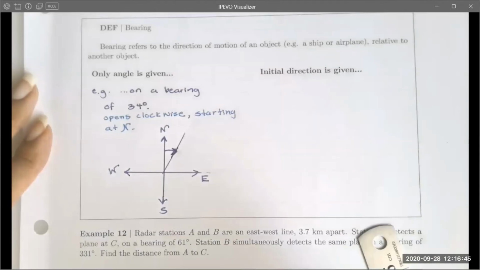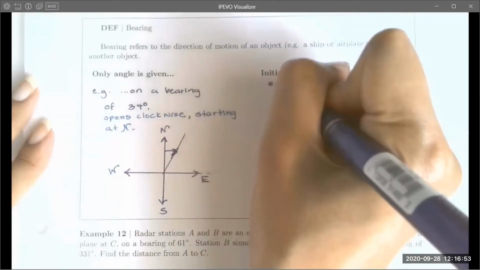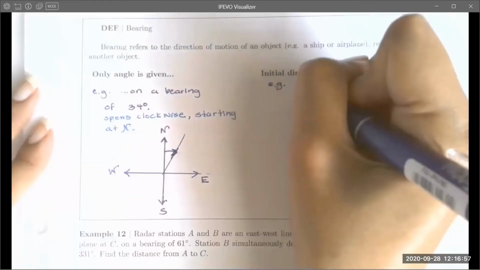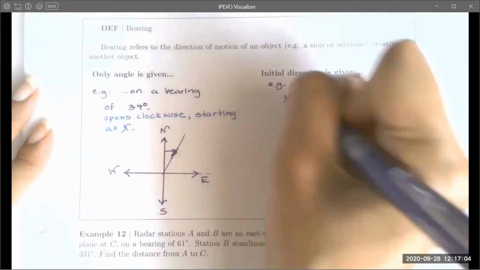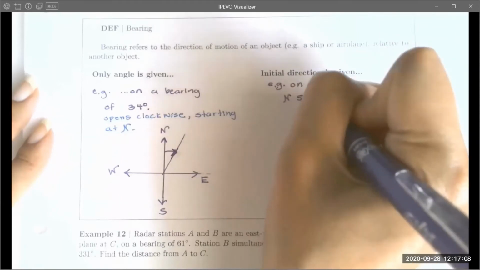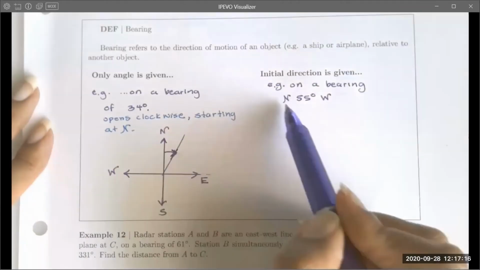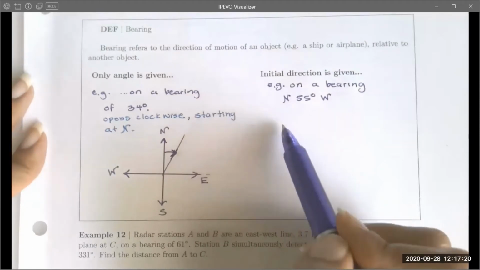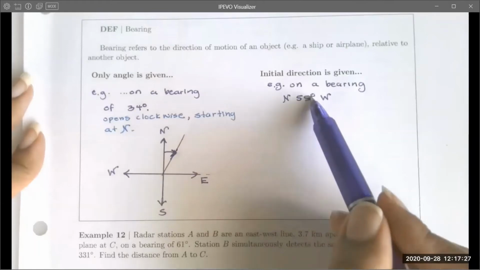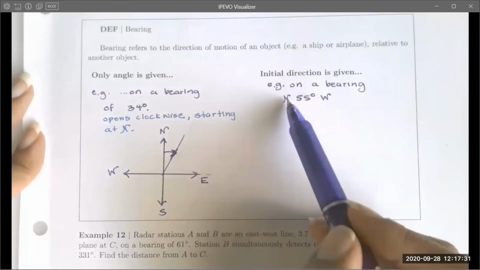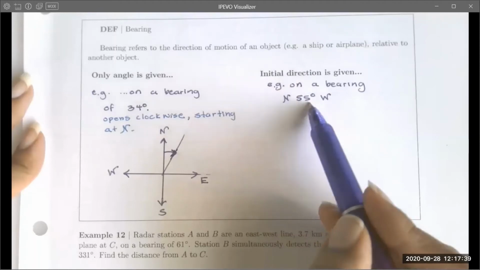Now, if the initial direction is given, they're also going to give you the direction towards which it is opening. So for instance, they're probably going to write something like a bearing north, and let's say 55 degrees west. The initial bearing is always the starting, and it's either going to be north or south, so one of these two in the vertical direction. Then it gives you the number of degrees followed by the bearing towards which you should open. So this one is saying start at north and open towards west, 55 degrees. The way that this is read is 55 degrees west from north.